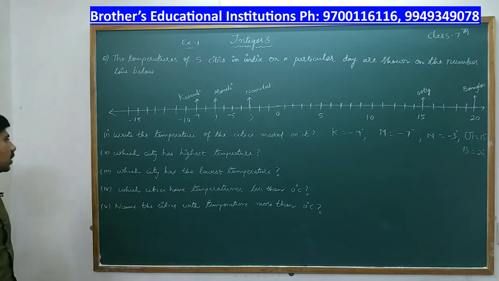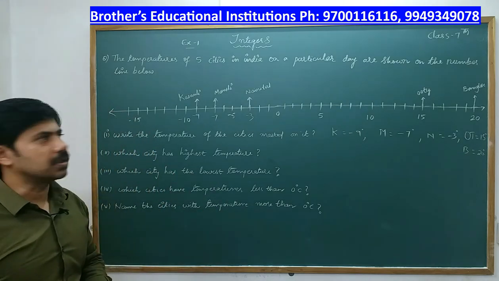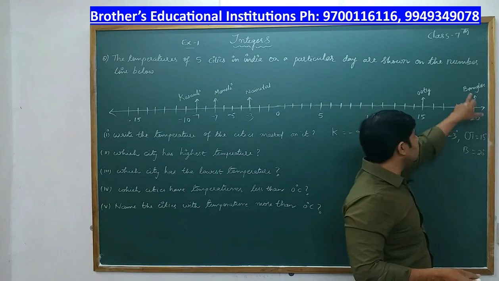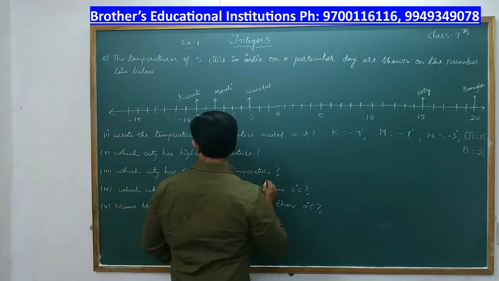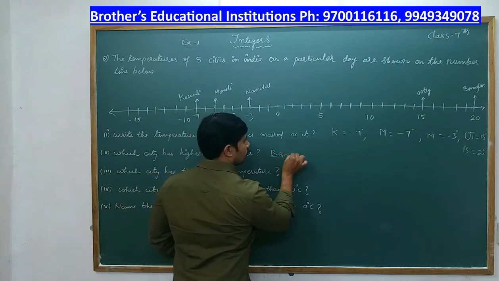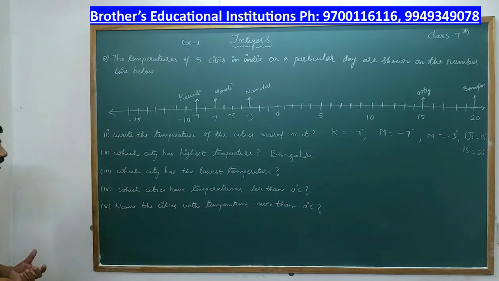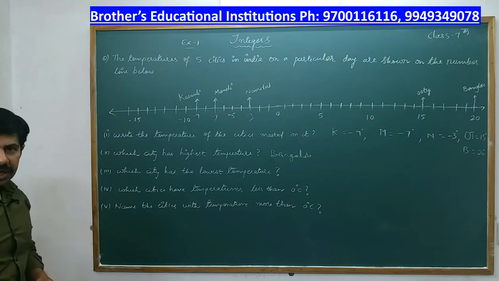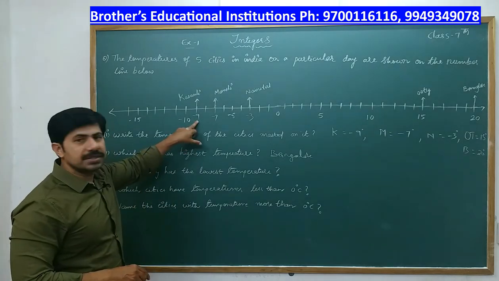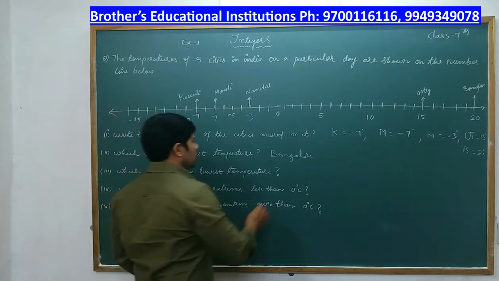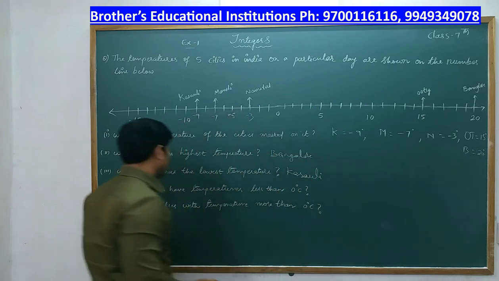Then after that, the next one is which city has the highest temperature? See, remember, highest temperature refers to the positive side. So on the positive side, the highest number is 20. The temperature is 20 degrees. The city name is Bangalore. So the answer is Bangalore. Then after that, which city has the lowest temperature? Lowest temperature means a negative one. So the negative one, the least integer is minus 9. So just write Kasauli. Kasauli has the lowest temperature.